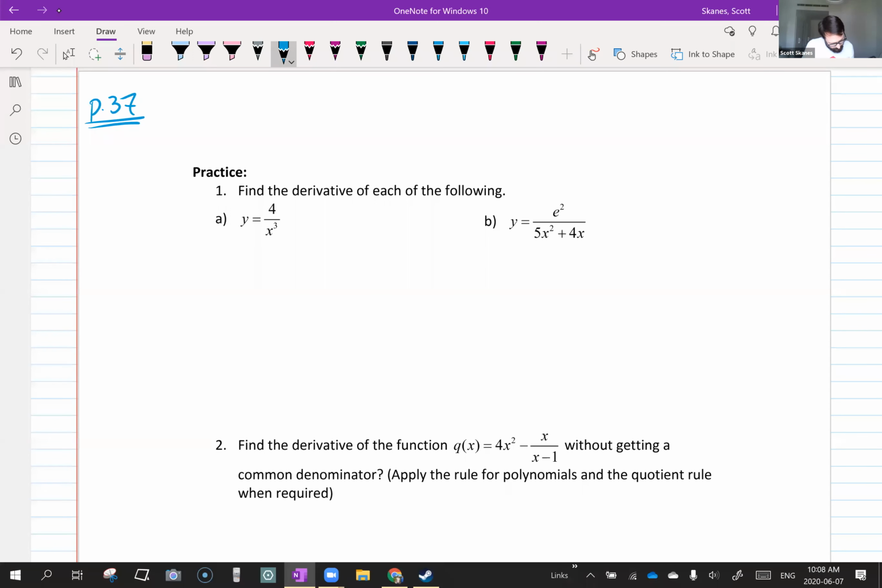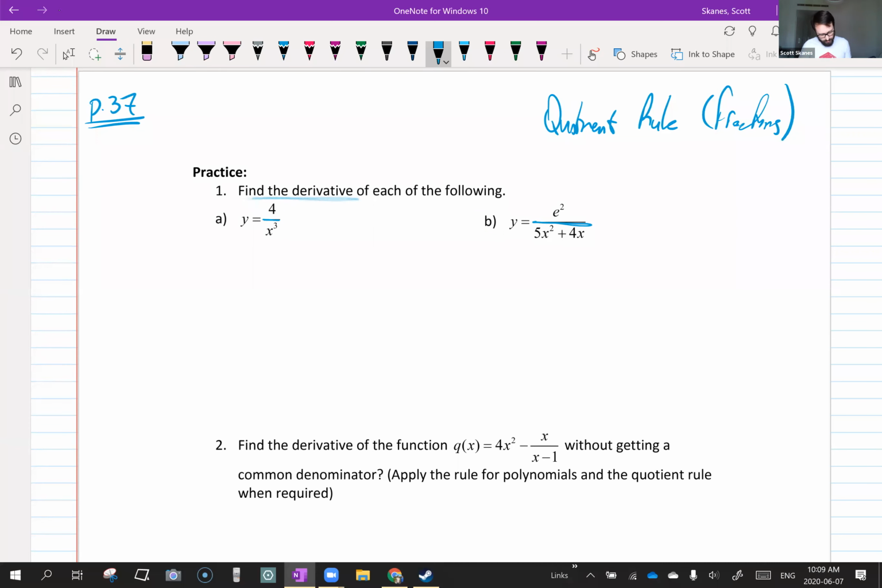Okay, so it says find the derivative of each of the following. And how do we know that we need to use the quotient rule? Well, that's pretty simple. We look at it and we see, hey, there's a fraction. This is definitely quotient rule. Quotient rule, we know that because we see fractions. That's what it means. That's the rule.